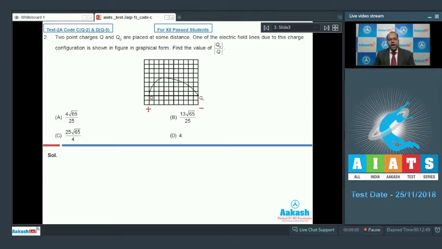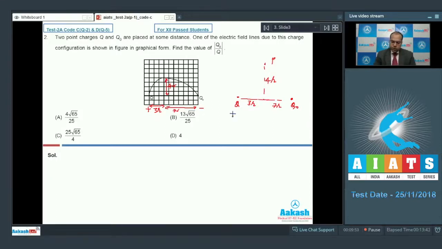The length of one unit is R. Then this separation can be considered as 3R and this separation can be considered as 7R. Similarly, this separation can be considered as 4R. So if I draw this diagram here, suppose this is charge Q and this is charge Q0 and this is the point P, and this separation is 4R, this is 3R and this is 7R.